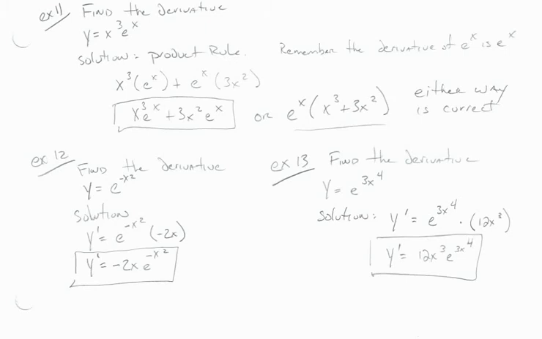So, following suit, y prime is the derivative of e to the 3x to the 4th, which is e to the 3x to the 4th times the derivative of 3x to the 4th, which is 12x cubed. So our final answer for y prime is 12x cubed e to the 3x to the 4th.